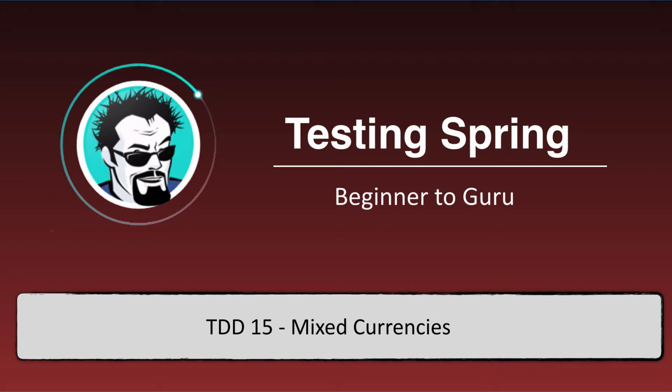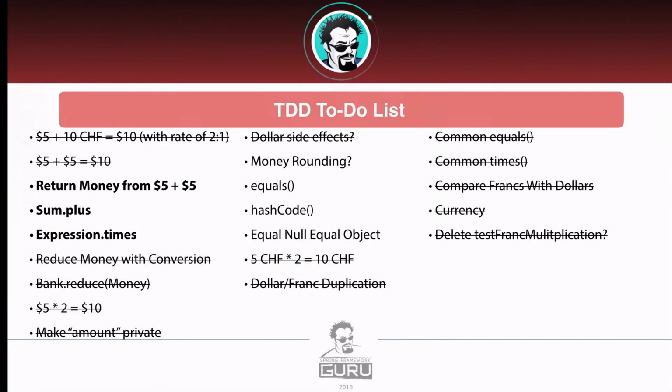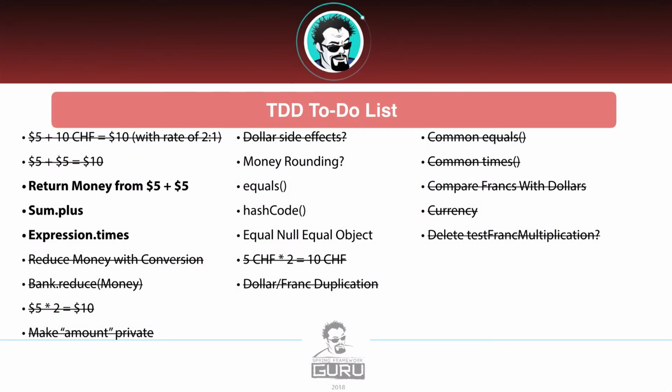In this video, we are going to look at Chapter 15 of Test-Driven Development by Example, and the title of the chapter is called Mixed Currencies. In this, we're going to actually tackle 3 different items off our to-do list. We're going to do the return money from 5 plus 5, sum plus, and expression times. These are the tasks right out of the to-do list inside the book. And so we're going to do these implementations.